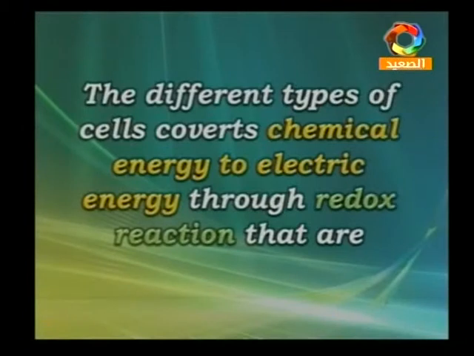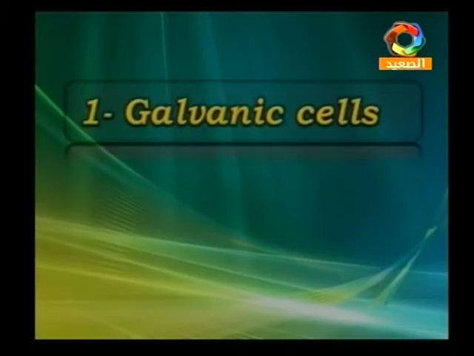After that, here we have the different types of cells that convert chemical energy into electric energy through the redox reaction. Redox reaction means oxidation reduction. That's all. Number one, we have the galvanic cells. A galvanic cell is a type of chemical cell that converts chemical energy into electric energy.